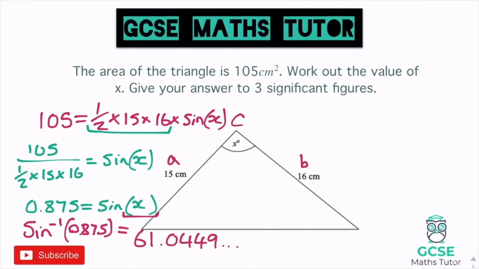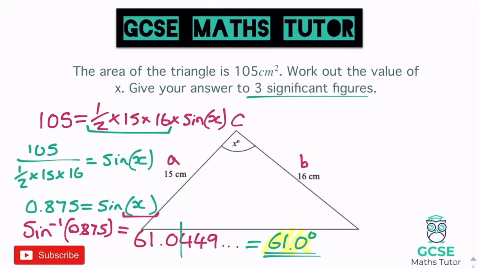61.0449. There's a few more decimals, but again, we are rounding this now to 3 significant figures as it says up there. That 4 is not big enough to round it up, so that's going to be 61 point, and I'm going to keep the 0 in there as it wants 3 significant figures. It's just indicating that it wasn't big enough to round it up. So 61.0 degrees for that question.